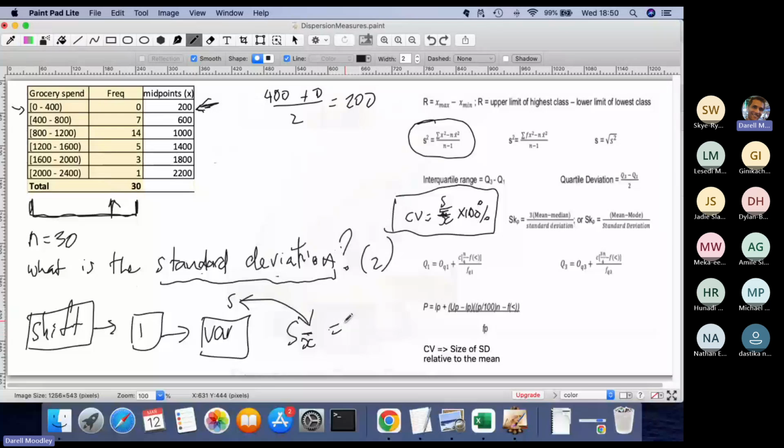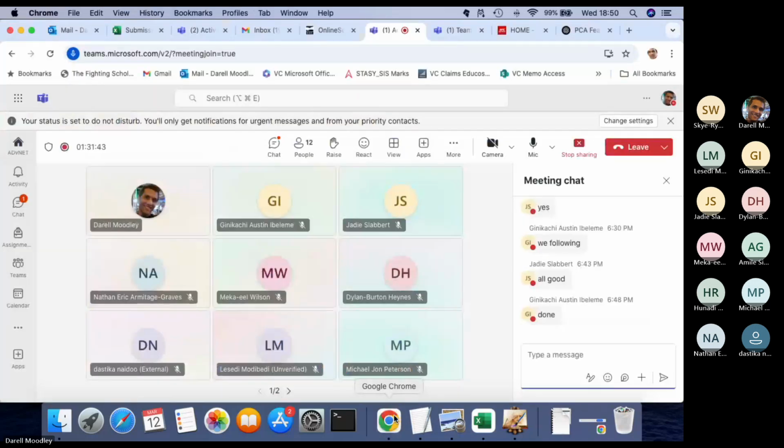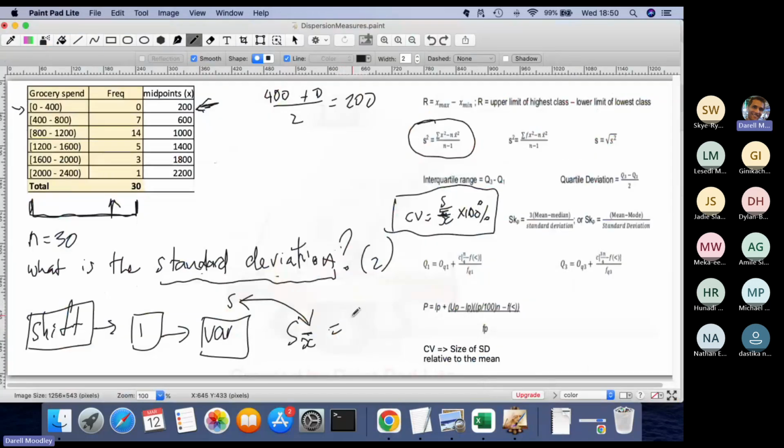Can you write down what number you get in the chat? I just want to make sure everyone's following here. Write down the value you get for S in the chat. Come on, people, you're going to have to do some of the work here. Make sure that you're following.